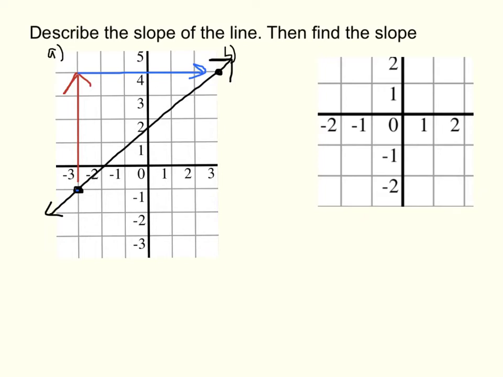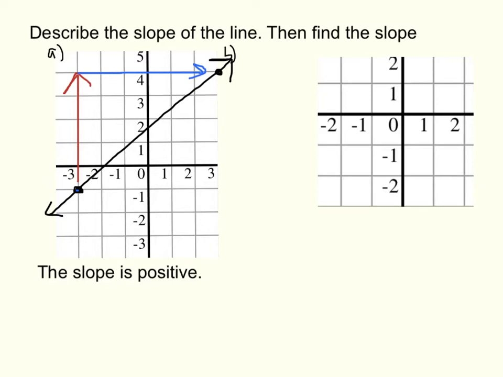So in A, what can you tell me? Describe just the slope. What's happening to it? Well, the line goes up from left to right. Therefore, what can you tell me about the slope? You should tell me that the slope is positive. So right there, you just explained to me what the description of the slope is. So that's part 1. Part 2 is finding the slope.